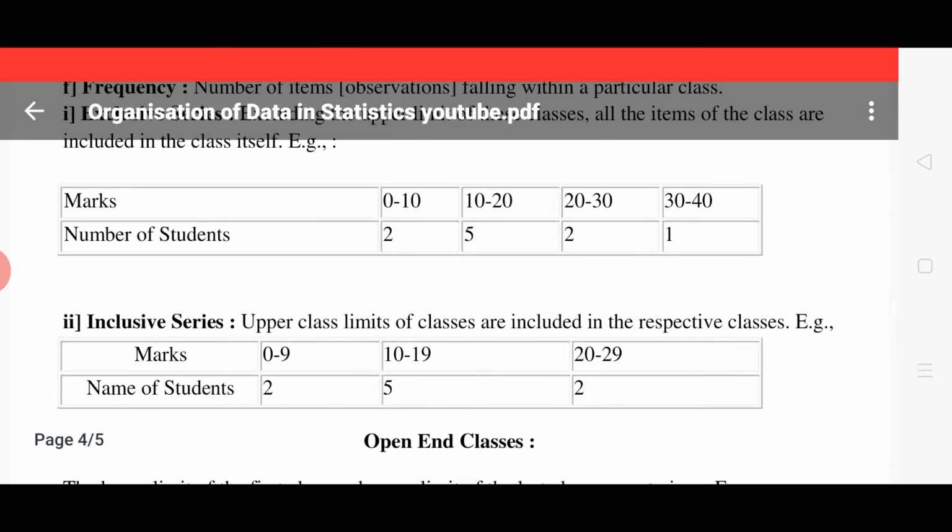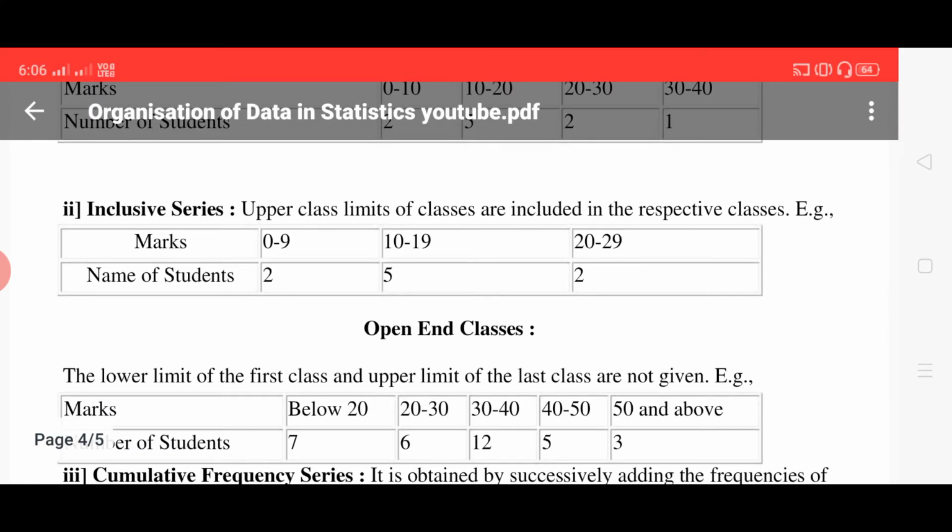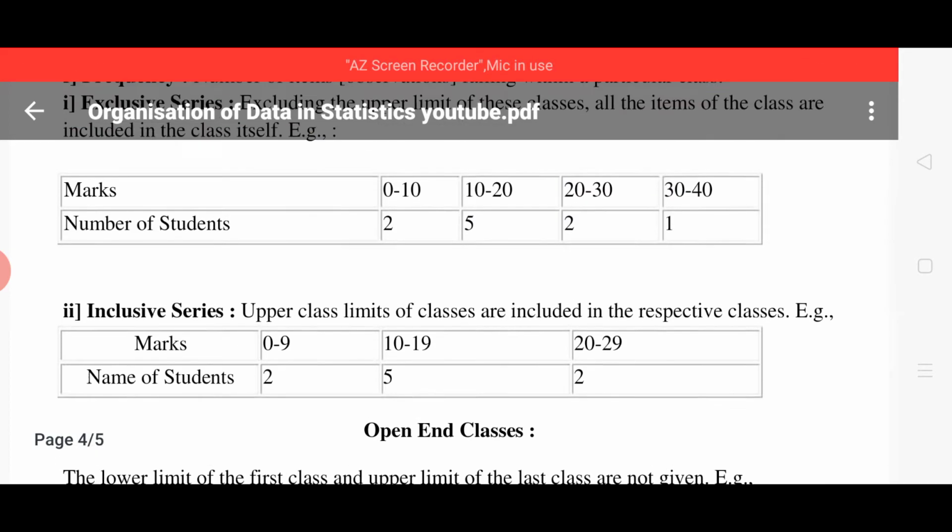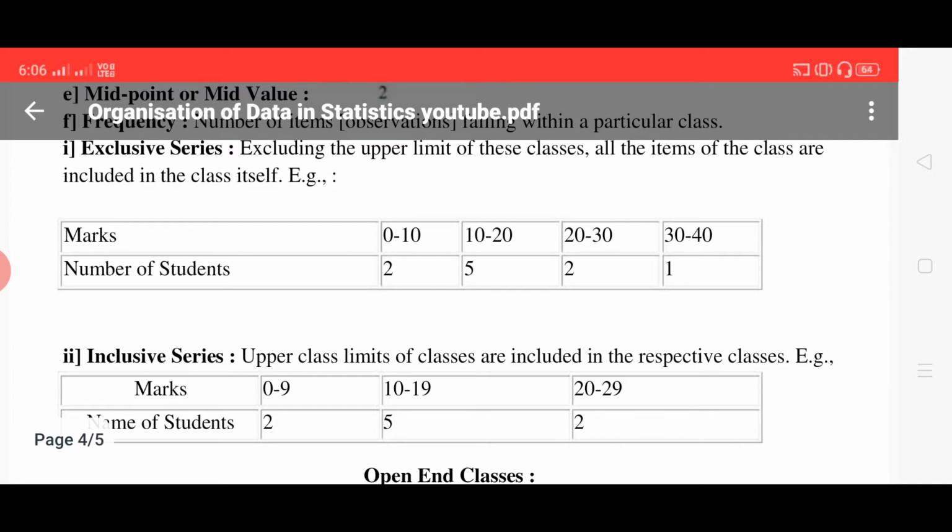Inclusive series means the upper class limit is included in the respective class. Suppose here 0 to 9: 0 and 9 both are included. 10 to 19: 10 and 19 both are included. But in exclusive series, we can see 0 to 10. Here 10 is not included. 10 will be included in the next class.